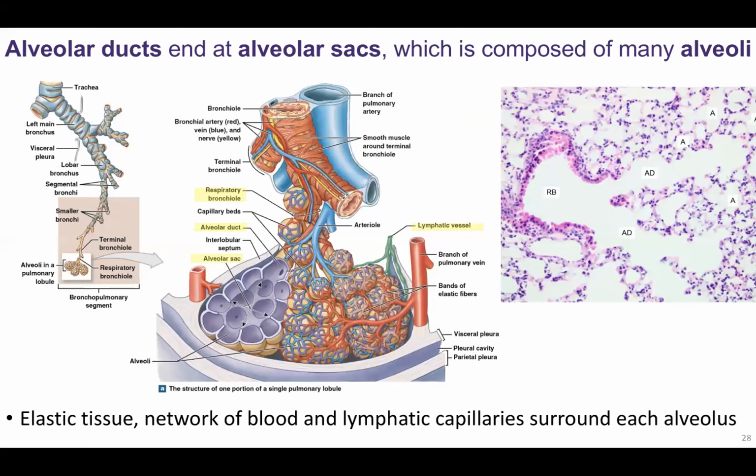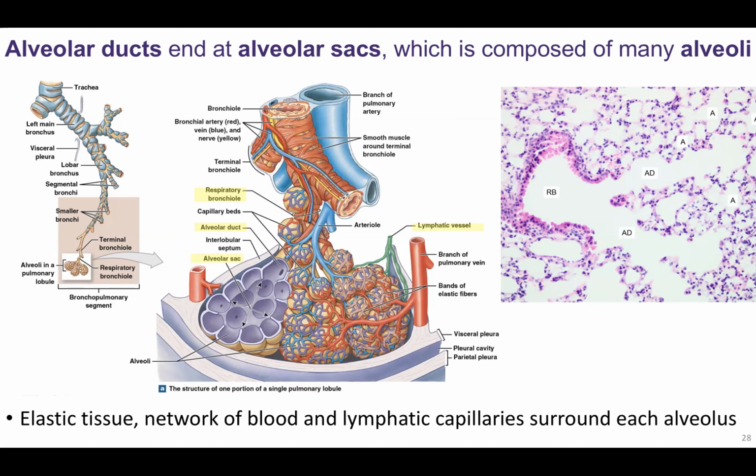Hey everyone, welcome back. We are in chapter 25, slide 28. We are continuing to talk about the respiratory system. We've gone all the way from the nasal cavity, down the larynx, down the trachea, bronchi, primary, secondary, tertiary, and so on, to bronchioles, terminal, and respiratory.